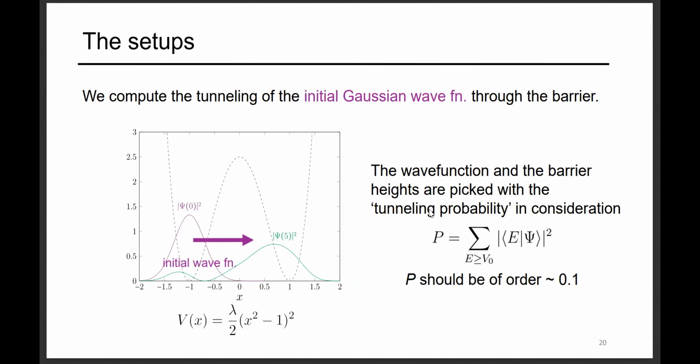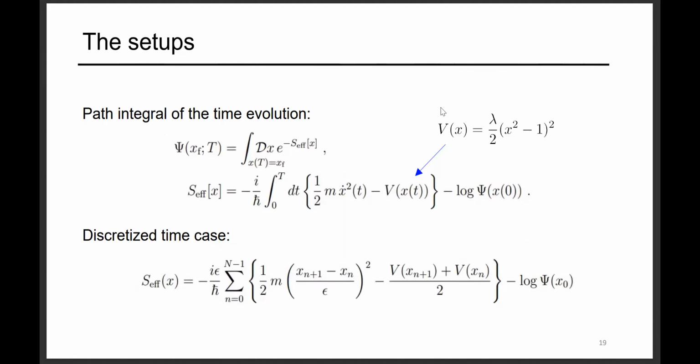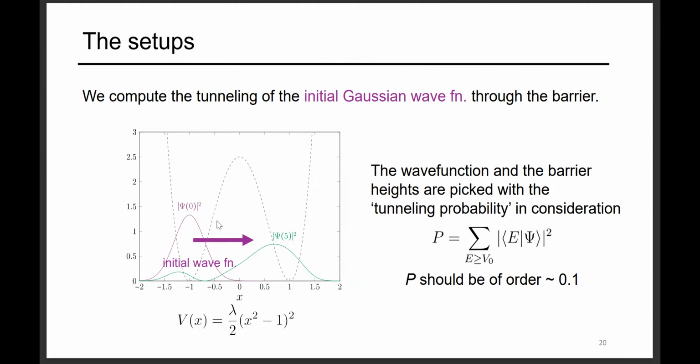What we are trying to study is the time evolution of some Gaussian wave function in the double well potential. We have lambda, which is the barrier height, lambda over 2 times (x squared minus 1) all squared. And this is what the potential looks like, a double well like this. Initially, we have some Gaussian wave function sitting on one of the vacua, and then we consider time evolution so that this wave function tunnels to the other side.